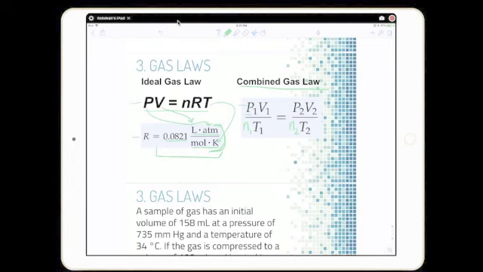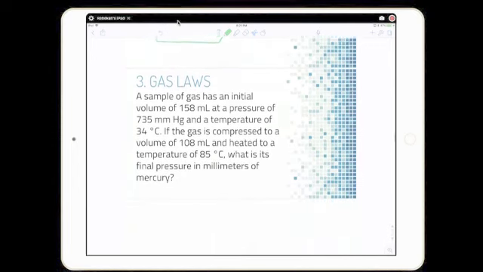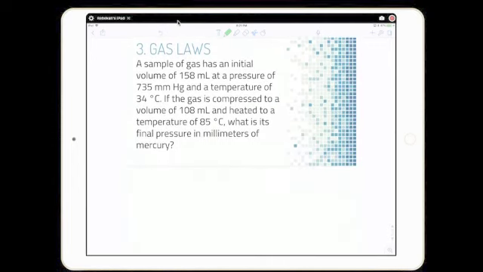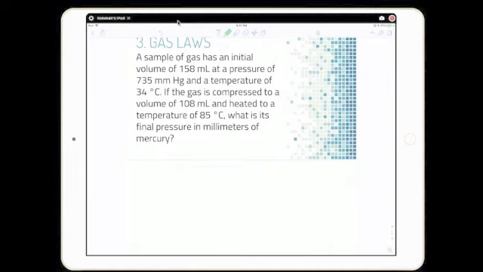So let's put that into action. A sample of a gas has an initial volume of 158 milliliters and a pressure of 735 millimeters of mercury and a temperature of 34 degrees C. If the gas is compressed to a volume of 108 milliliters and heated to a temperature of 85 degrees C, what is its final pressure in millimeters of mercury? Okay, so we can go ahead and start working this out.